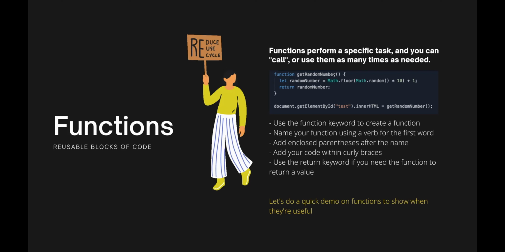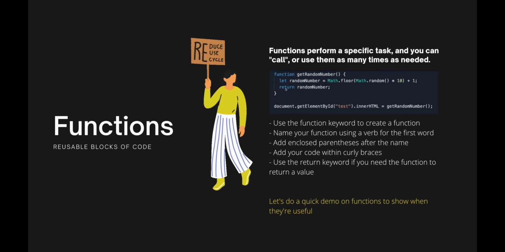Function getRandomNumber, right? So get is the first word. The reason why is because it makes it more clear what the function is doing, so it'll help yourself and others that may look at your code. After the name, you're going to add enclosed parentheses, just a left parenthesis and a right parenthesis. After that, you're going to add your code in curly braces or curly brackets.